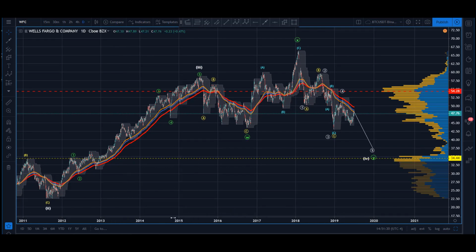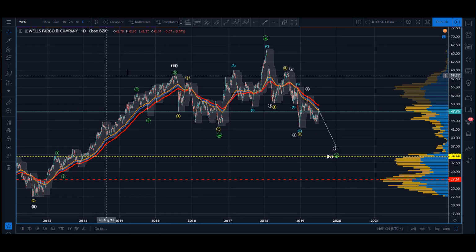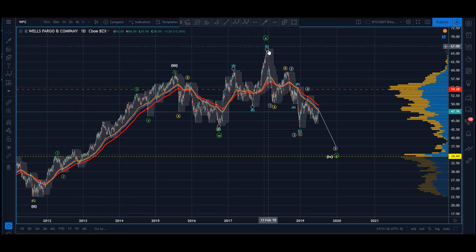So in terms of how we're going to resolve this, one possibility here is that we've just got a 3-3 and we're going into a 5. Right, so we could have ABC, and then we're going to go into a 5. So you could make a case for it's just an expanded flat. Well, the alternate here is that we've got a WXY.